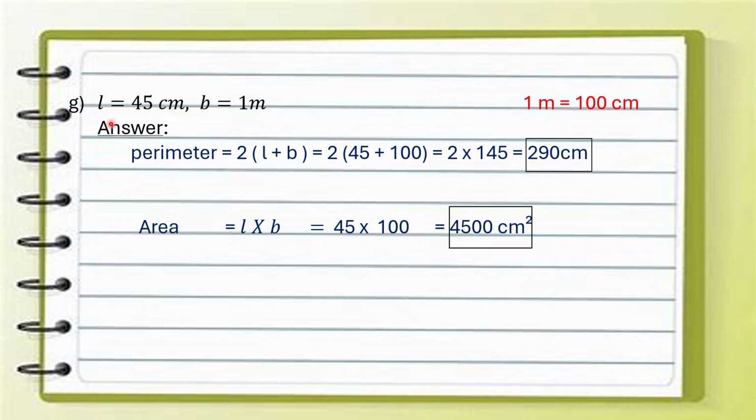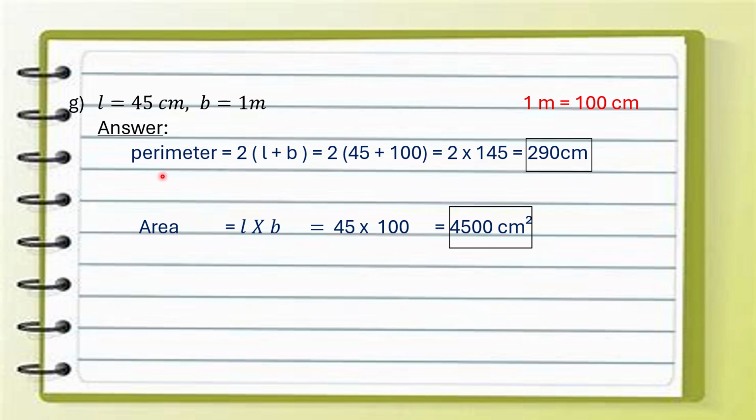Next sum: L equals 45 centimeter, B is equal to 1 meter. See, one is in the centimeter, one is in the meter. Only if both are in the same unit can we find perimeter and area. Okay, so 1 meter equals how many centimeter? That is 100 centimeter. So in the place of 1 meter, what are we going to write? That is 100.